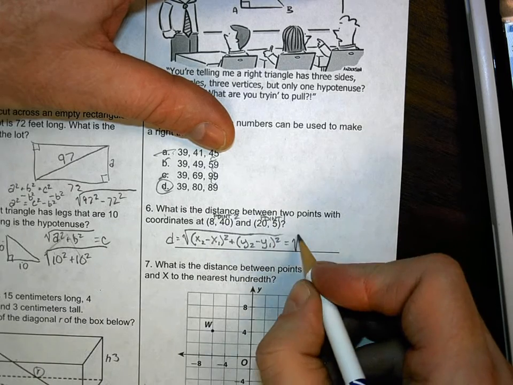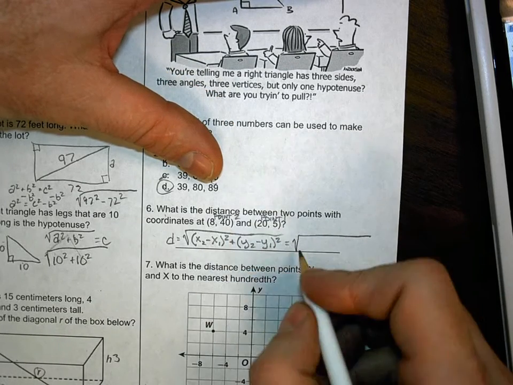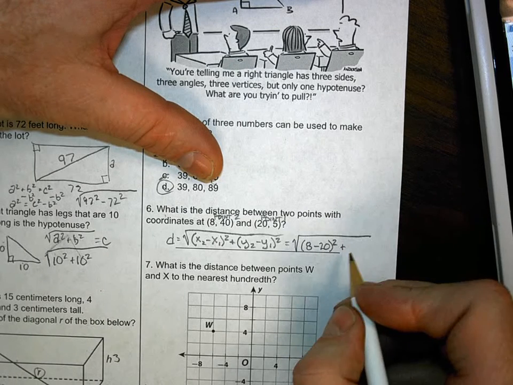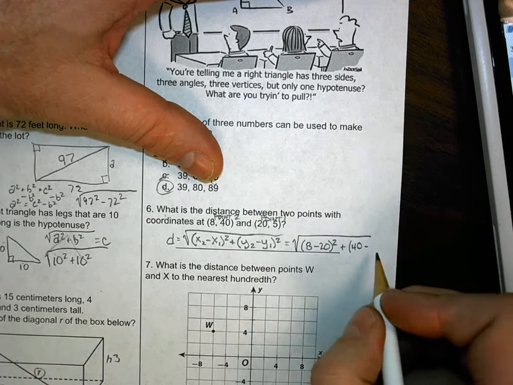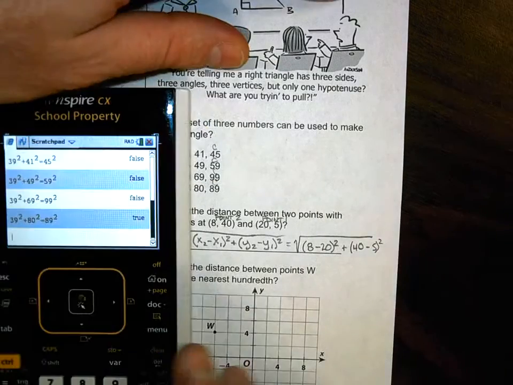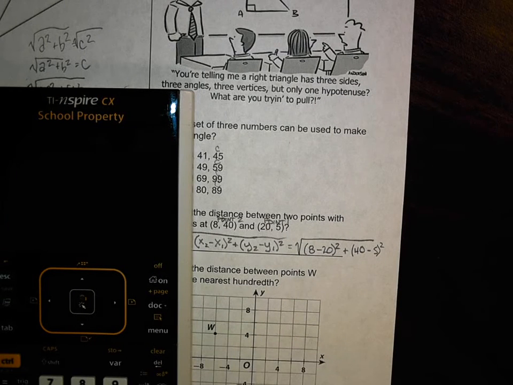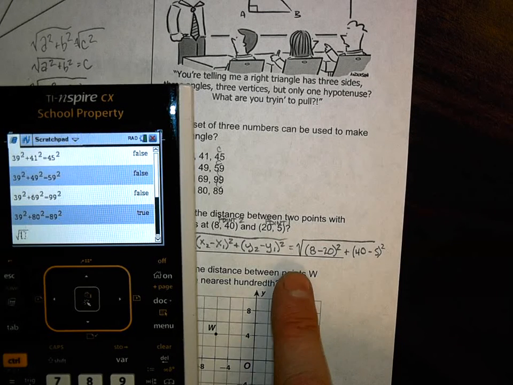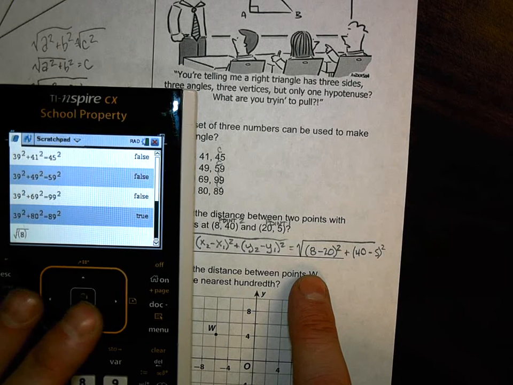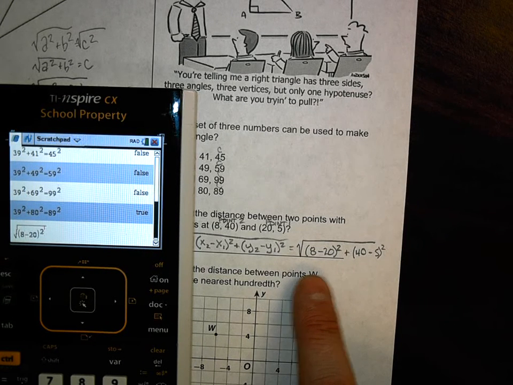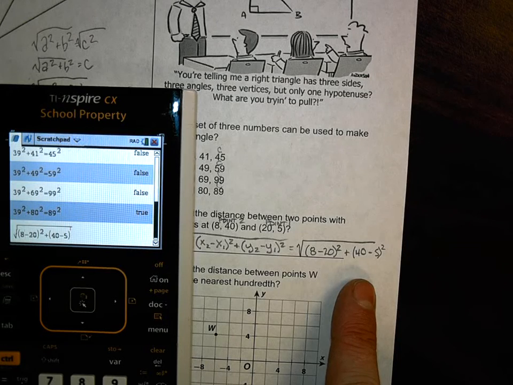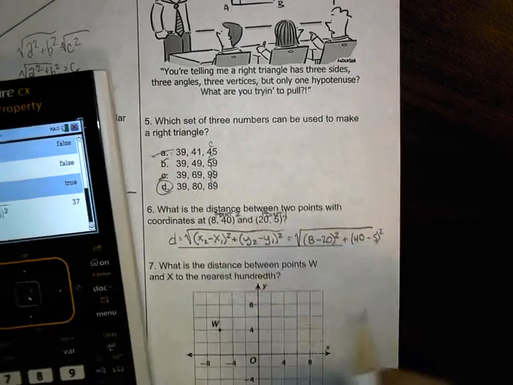And do it. So I get the square root of point 2, so x is 8. So 8 minus x1 is 20 squared plus 40 y2 minus 5 y1 squared. Get out my calculator. I start typing that in. So square root, yeah, it did it again. There's definitely something wrong with this calculator. So here we go. I got square root of parentheses 8 minus 20 out of my parentheses squared plus parentheses 40 minus 5 out of my parentheses squared. I hit enter. My answer is 37. So the distance is 37 units.